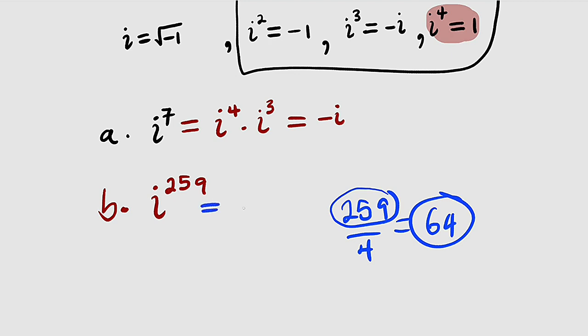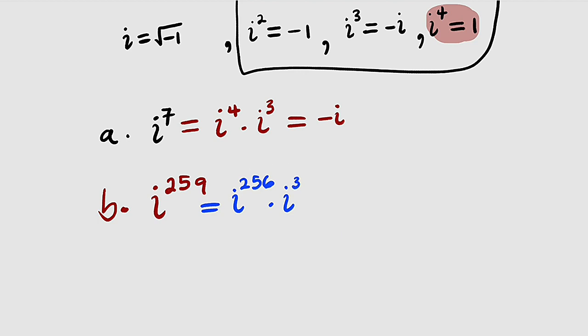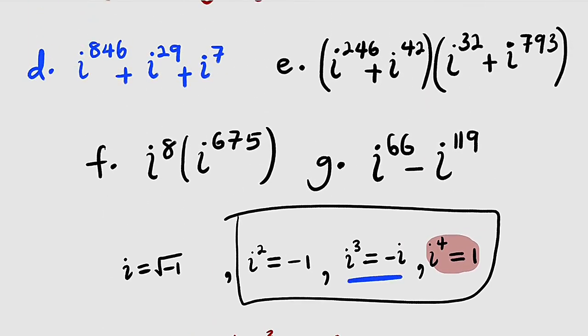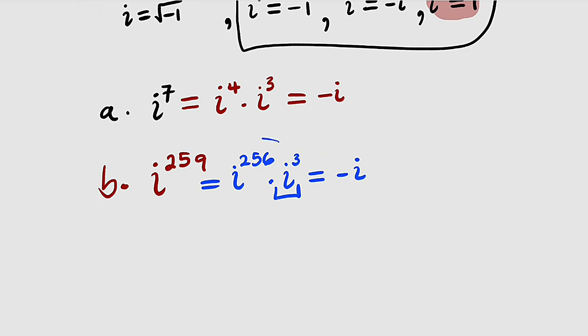So we can write this as i to the 256, then you multiply by i to the third power, because if you add these two together, you're going to get 259. And this can now be simplified to -i, because we have seen that i to the third power is -i from here. And this one, since it is a multiple of 4, it will give us 1. So 1 times -i is still -i. Then the C part.